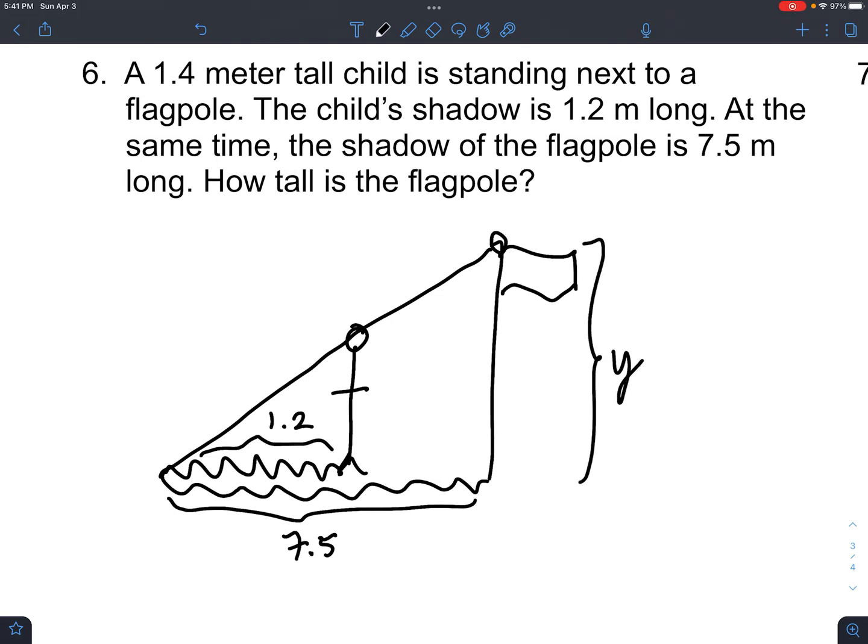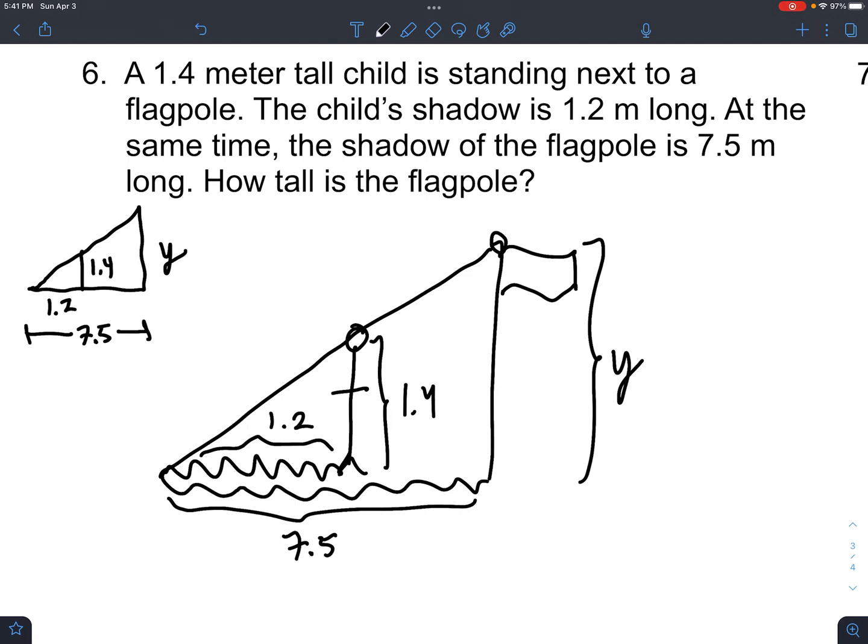How tall is the flagpole? So we'll call this maybe Y, vertical distance. And then we have the height of the kid as well. So that's great. Great picture. Maybe we need to simplify it a little bit. So 7.5 and this is y.